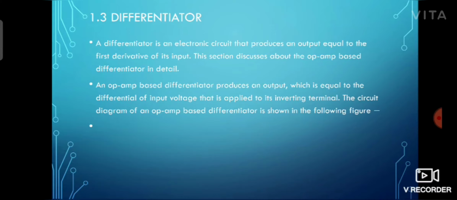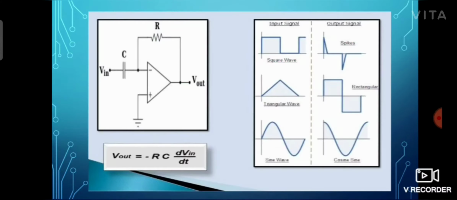Differentiator. A differentiator is an electronic circuit that produces an output equal to the first derivative of its input. We are going to see about the op-amp based differentiator in this session. An op-amp based differentiator produces an output which is equal to the differential of the input voltage that is applied to its inverting terminal. The circuit diagram of the op-amp based differentiator is shown in the following figure.